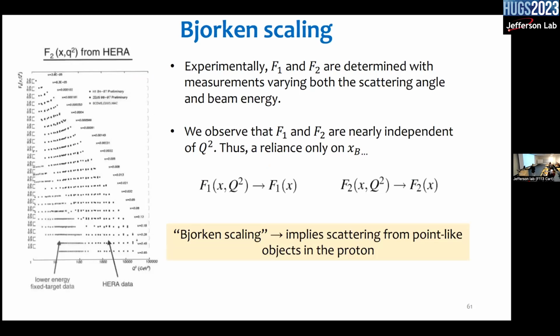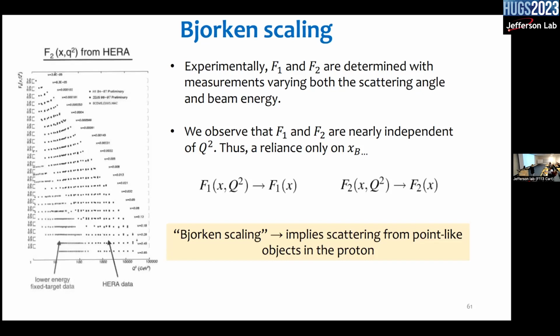And so we talked about scaling, right? In scaling, we make certain assumptions, and we see that the cross-section only depends on one variable. And so experimentally, these structure functions are determined. They can be determined with measurements by varying both the scattering angle and the beam energy.